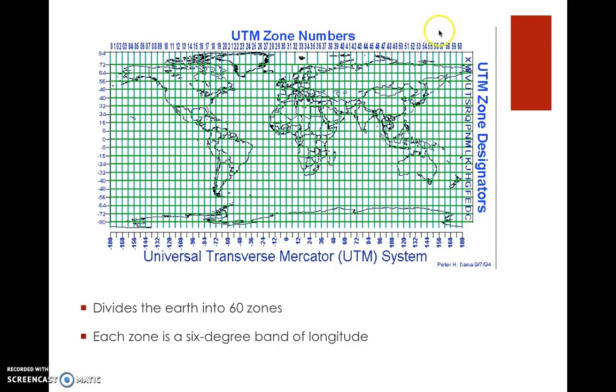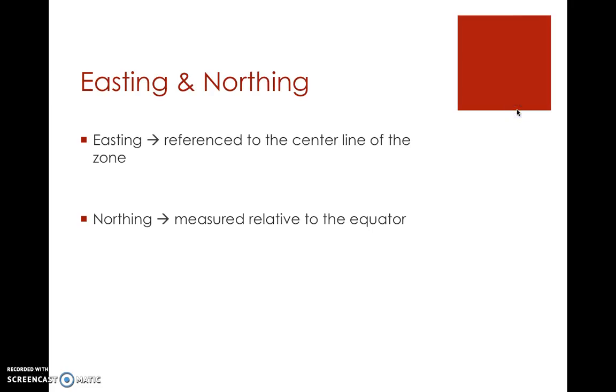After given a zone letter and number, you can look at this map right here, and those correspond to a single square on the map. These zones divide the Earth into 60 different zones, and each zone itself is 6 degrees wide, or a 6-degree band of longitude. The easting and northing are in meters, and easting is referenced based on the center line of a specific zone.